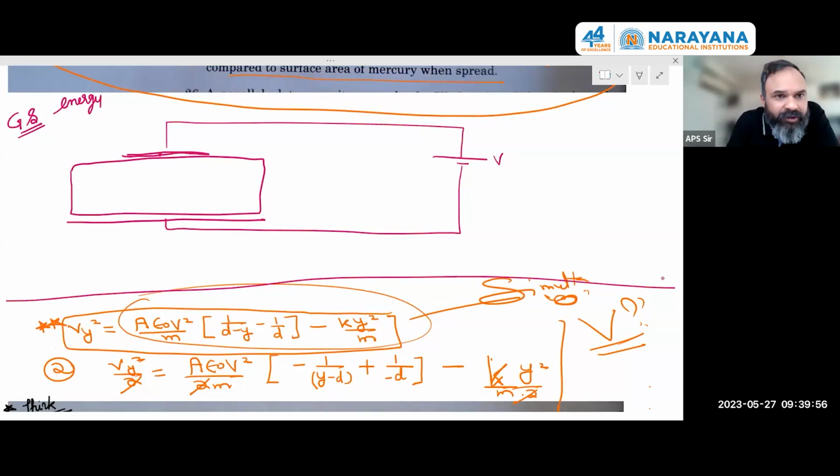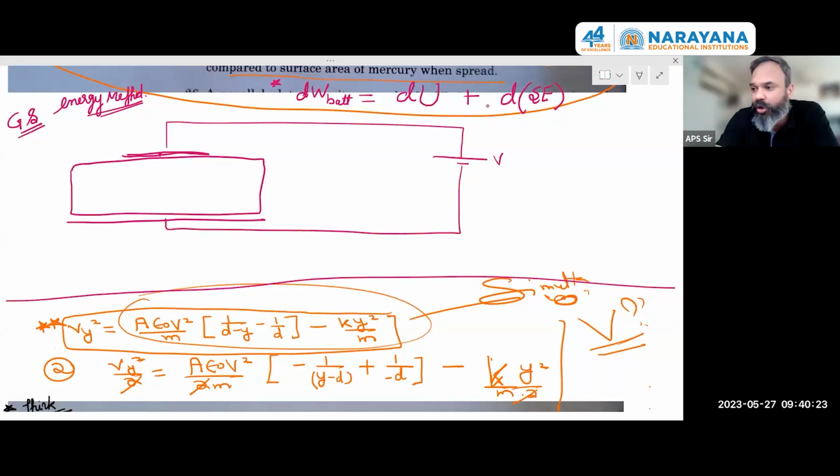This seems very straightforward. By energy method, at a general state, whatever dW work is done by the battery, either it is going as the change of differential electrostatic potential energy stored in the capacitor, or it is going as a change of differential surface energy stored because of the two layers of mercury which are formed at the top. So that is the energy in surface area, surface energy.